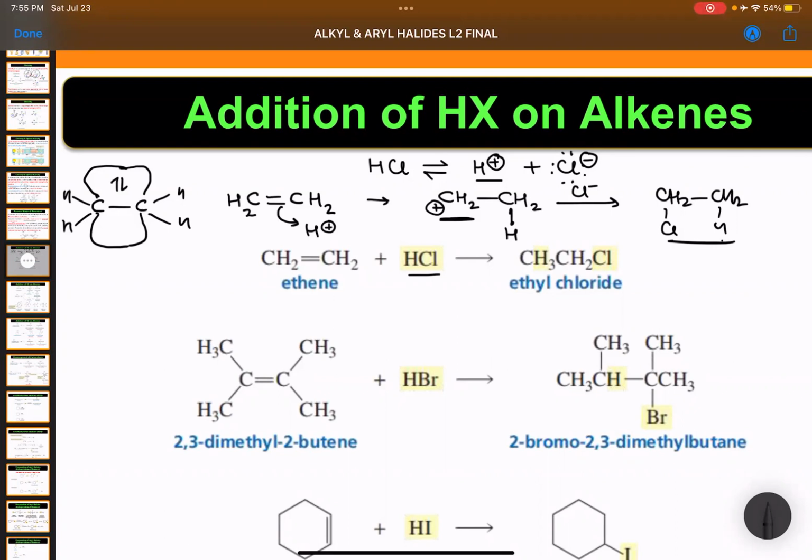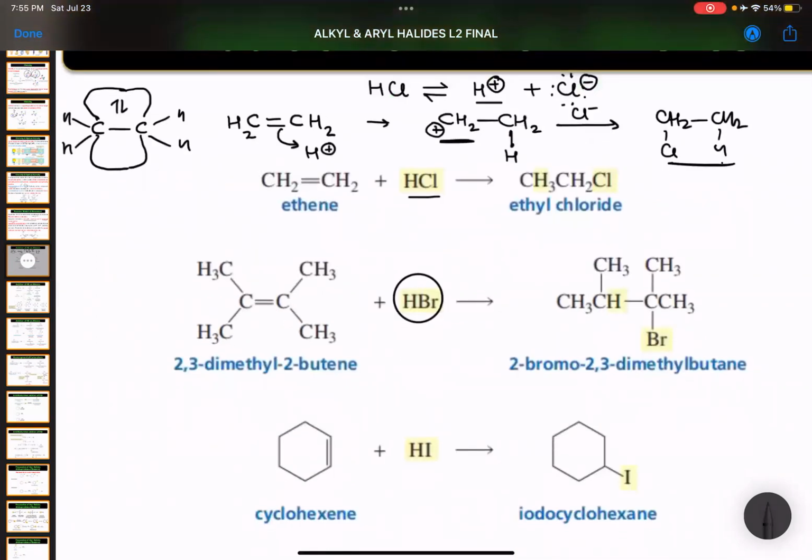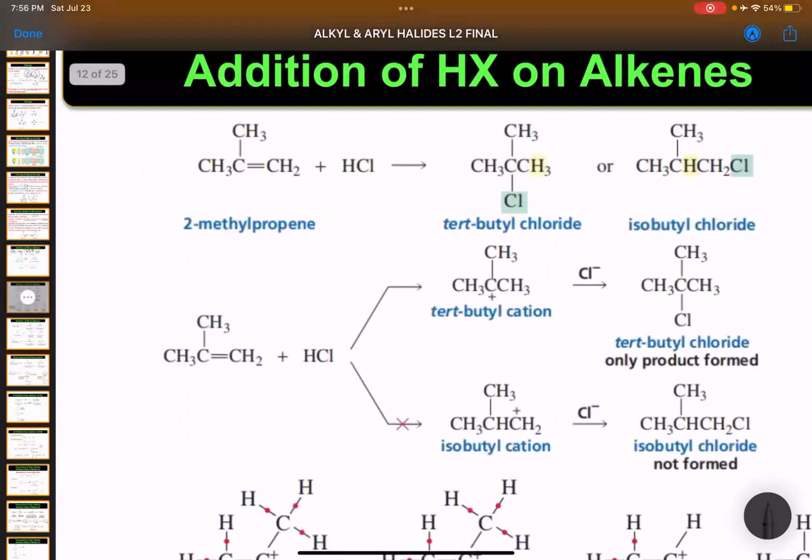So same thing you can do for HBr. Right? Yes, sir. So you can put H and Br. Same thing you can do for HI also. You can connect H and I. This is Markovnikov addition. What do you mean by Markovnikov addition?